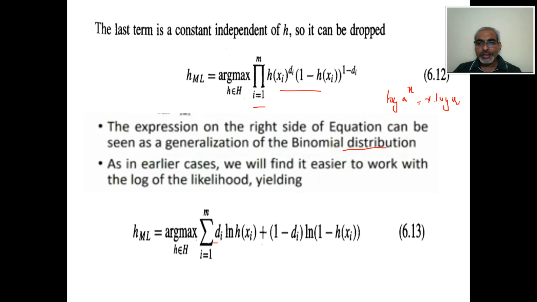Now when you try to maximize this particular expression, it is very clear that you are going to find the maximum likelihood for your particular set of all data points xi. You have to see that either it is h of xi or it is 1 minus h of xi.